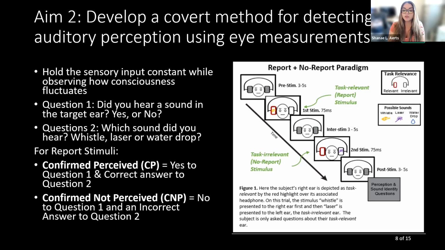Then for the target ear stimuli, we ask them, did you hear the sound, yes or no? And for confirmed perceived, that means, yes, I heard the sound, and they continue to then get the sound correct, or no, I did not hear the sound, and then the sound is incorrect. So similar to blindsight, we can have deaf hearing where someone says, no, I didn't hear a sound, but when they guess, they get it correctly. And so just to confirm that they truly did not perceive it, we ask them to identify one of the three possible sounds.